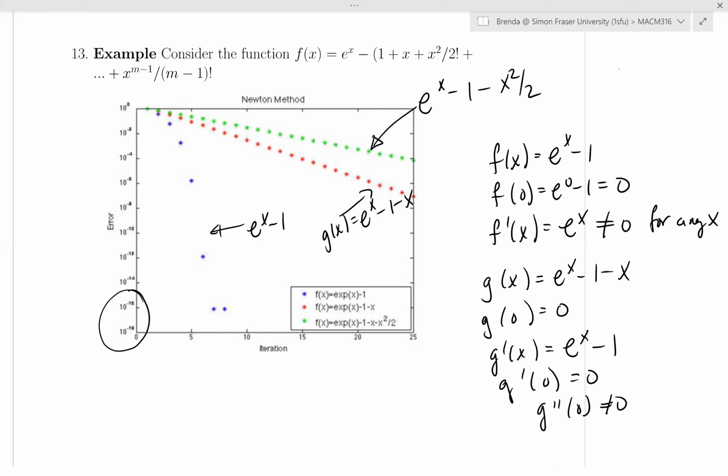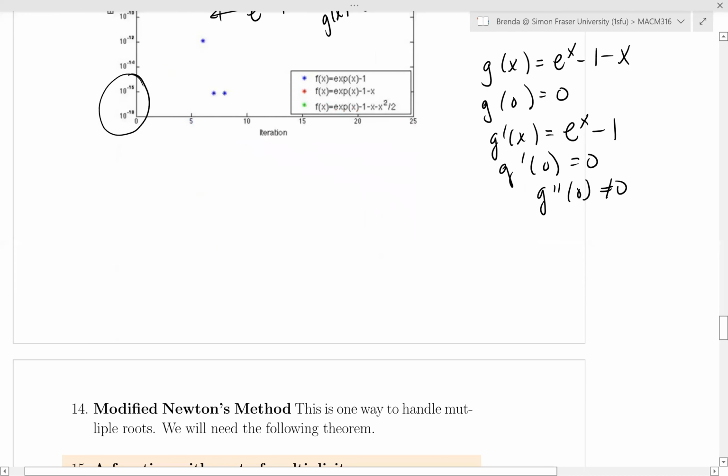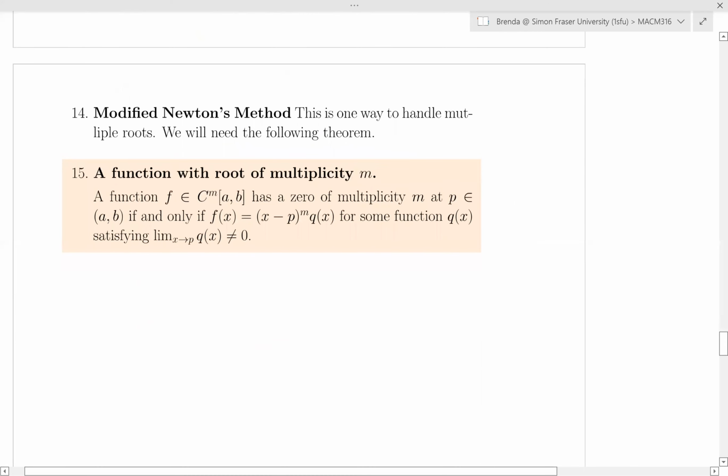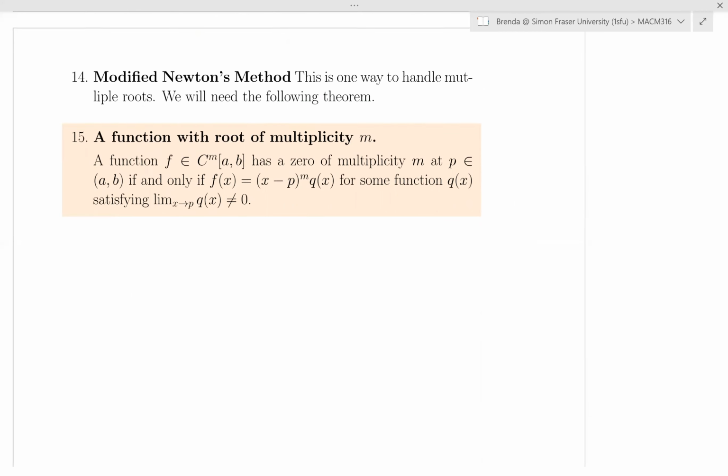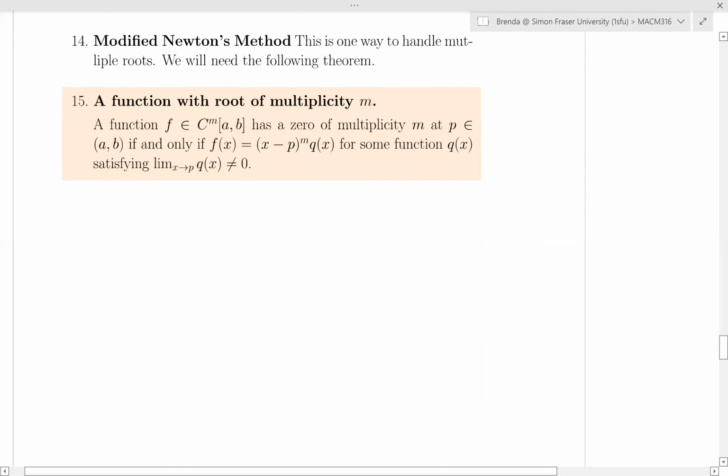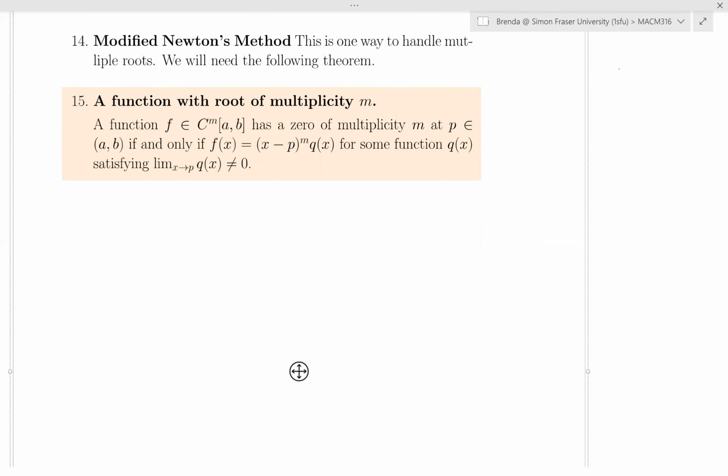If this happens, we can use a modified Newton's method in order to restore the quadratic convergence. Let's see how that works. One way to handle multiple roots: the modified Newton's method. Okay, so now we have a theorem. A function has a zero of multiplicity m if and only if f(x) can be written as x minus p to the power m, times a function q(x), where q(p) is not 0.